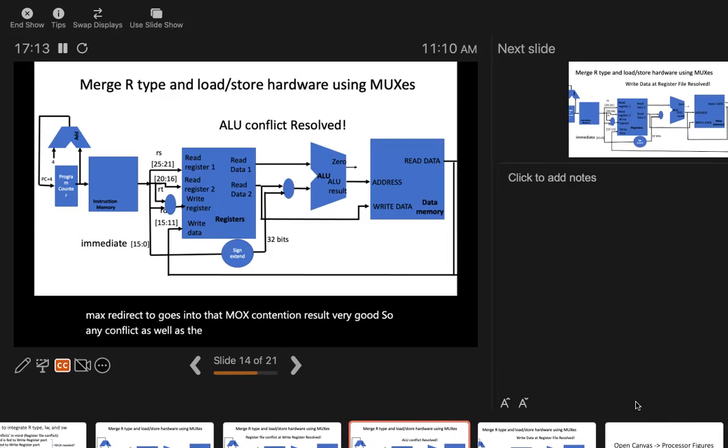So the ALU conflict is resolved. Now we are looking at number 3, at the write data of the register file. Why? Because for the load word instruction, write data has to come from read data of the memory. But if it is a simple R type instruction, write data will come from the ALU. So these two lines are contending against each other. So Anna and team, where would you put the mux?